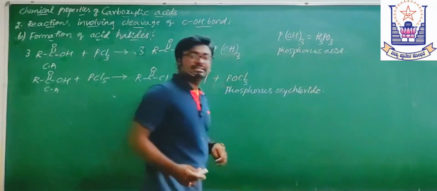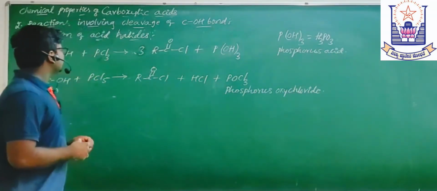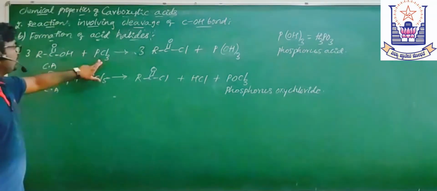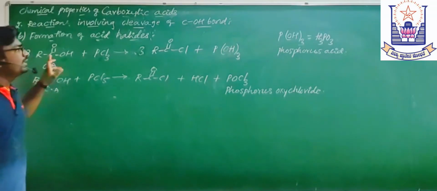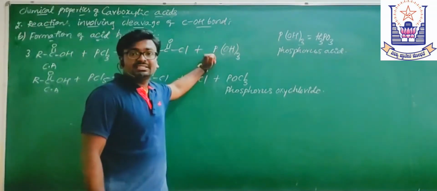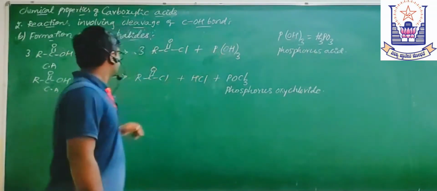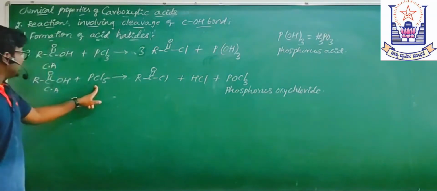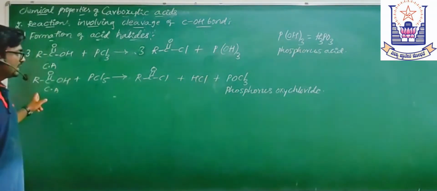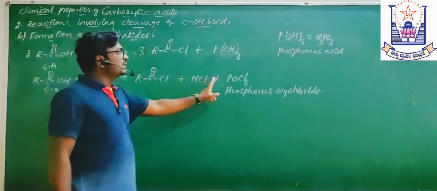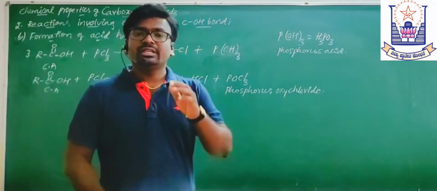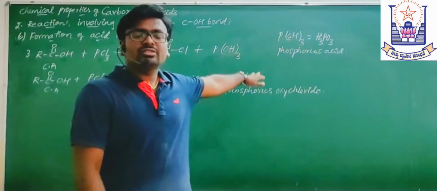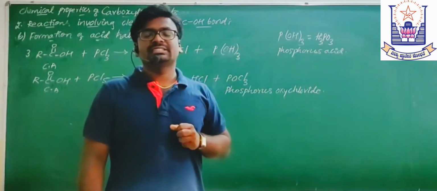Phosphorus oxychloride. Look at the difference. When you use PCl3, it requires 3 moles of the carboxylic acid and it gives phosphorus acid as the byproduct. When you use PCl5, it requires only 1 mole of the carboxylic acid and it gives HCl and phosphorus oxychloride as the byproducts. You need to remember the formation of the byproducts also in these cases.